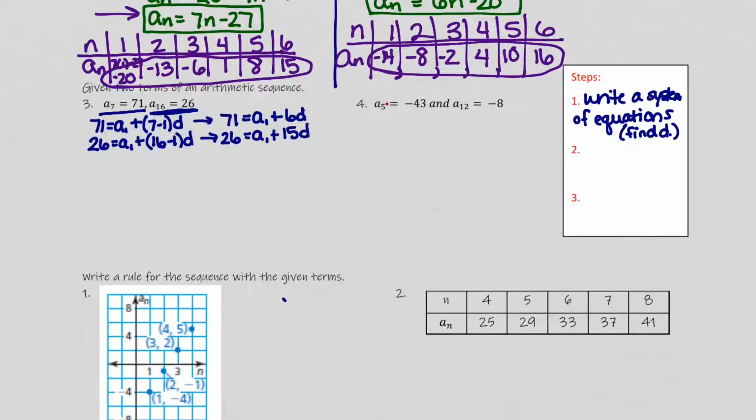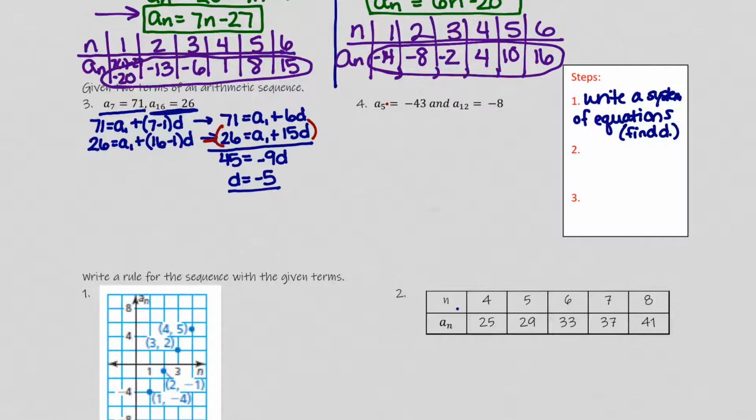Okay, this is a system of equations. Now, to solve for d, I'm going to take one of these equations, so this one, and subtract it from the other one. So I have 71 minus 26 is 45. a1 minus a1 is 0, so they cancel. And then I have 6d minus 15d, which is negative 9d. To solve for d, we divide both sides by negative 9, and I end up getting d as negative 5. All right, so now I have my difference.